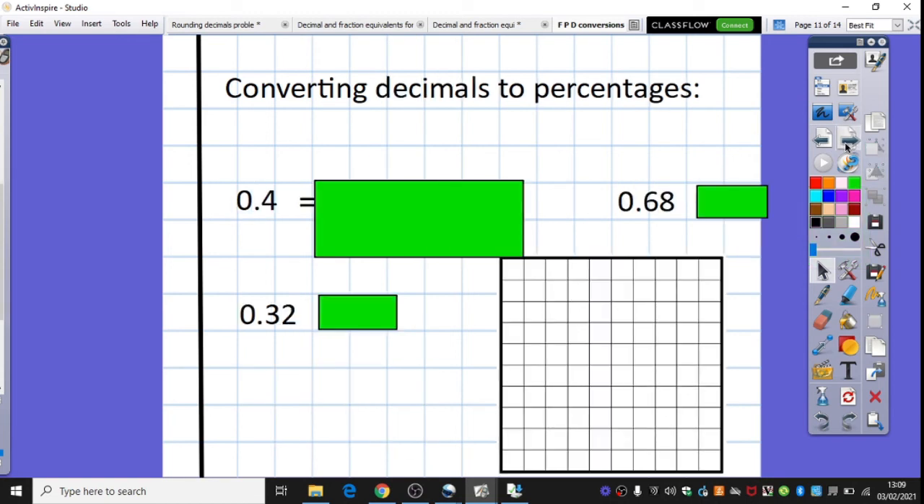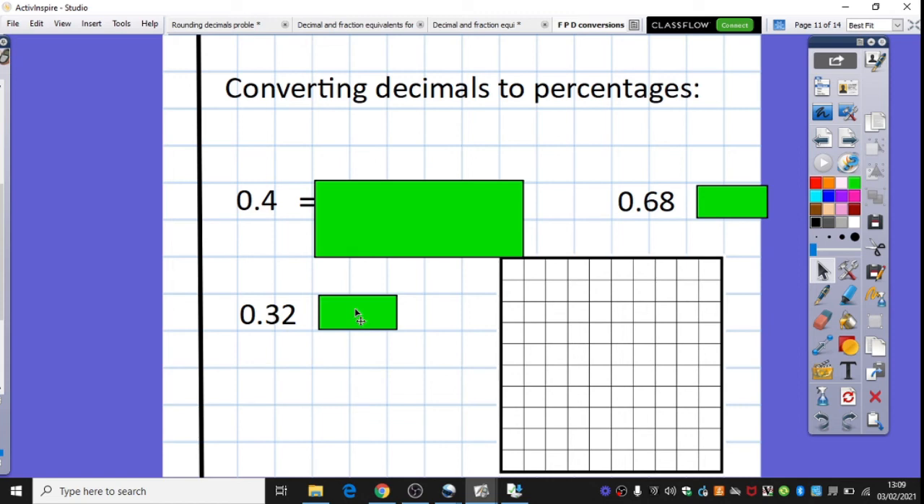Okay, again, if you'd like to pause the video now and have a go at these ones, slightly trickier. We've got a decimal here that we're turning into a percentage. We might find it quite useful to turn our decimal into a fraction first before we find that percentage. Finding the percentage here and this one here. So try those now if you'd like to pause the video. Okay, let's have a look at those together.